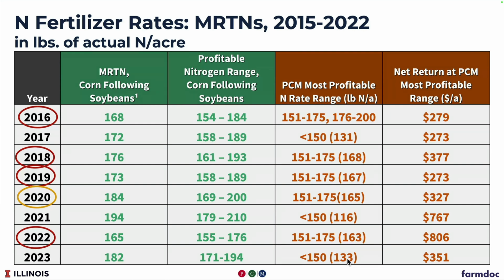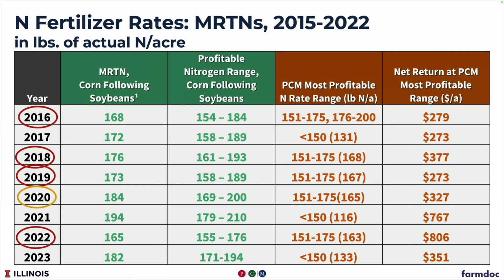But the point here is that the MRTN gets it just right, or essentially just right, in 5 out of 8 years. And in those 3 remaining years, it overestimated the most profitable nitrogen application range. What farmers often criticize about the MRTN recommendation is that they think it's too low, as evidenced by the fact that almost 70% of our farmers are applying above that MRTN range.